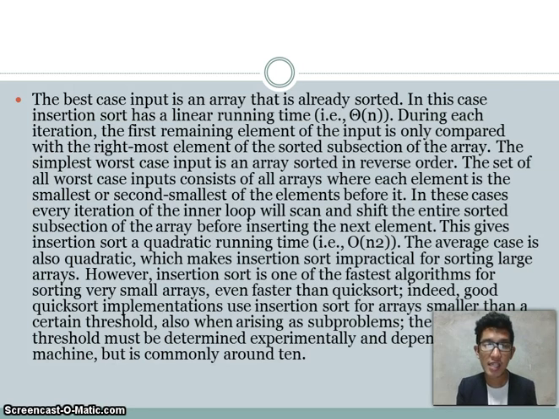The average case is also quadratic, which makes insertion sort impractical for sorting large arrays. However, insertion sort is one of the fastest algorithms for sorting very small arrays, even faster than quicksort. Indeed, good quicksort implementations use insertion sort for arrays smaller than a certain threshold. When solving subproblems, the exact threshold must be determined experimentally and depends on the machine, but is commonly around 10.